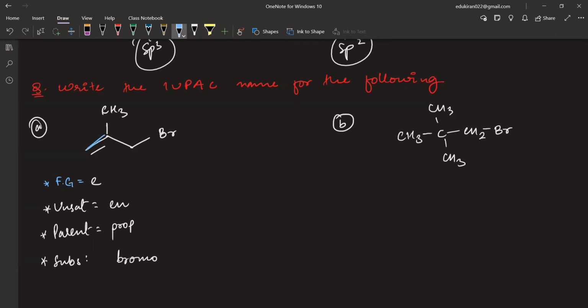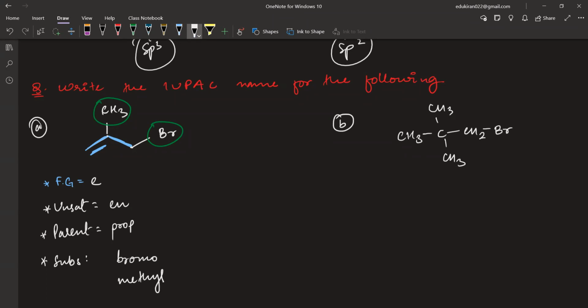This is the parent that we have chosen. The parent should have the double bond and the maximum number of substituents. So this is the parent that we have chosen, the blue color one. And we have also considered the unsaturation. What remains after that is CH3 and Br. So anything that remains after the identification of the parent is the substituent. So we have bromo as well as methyl.